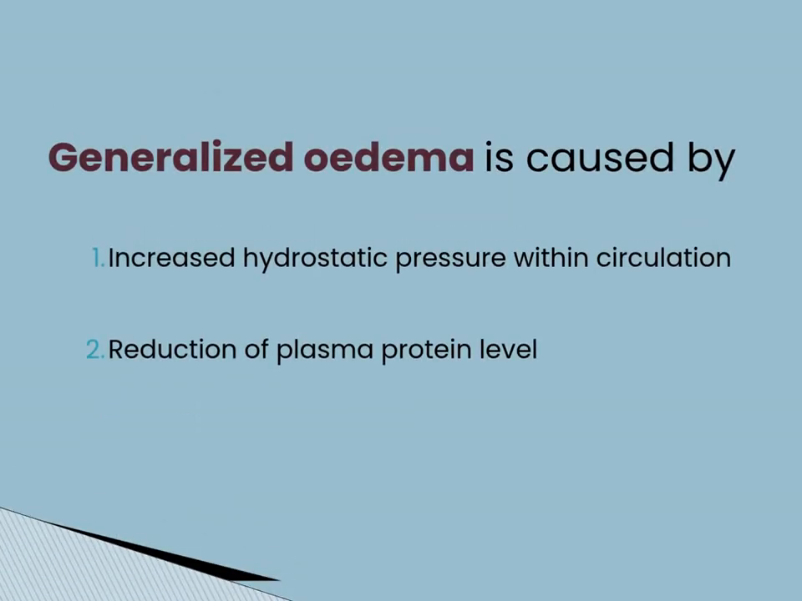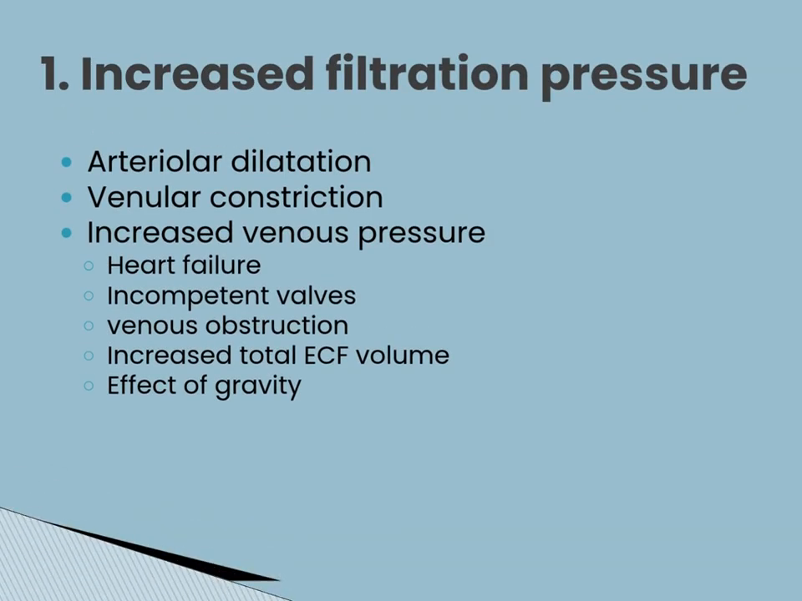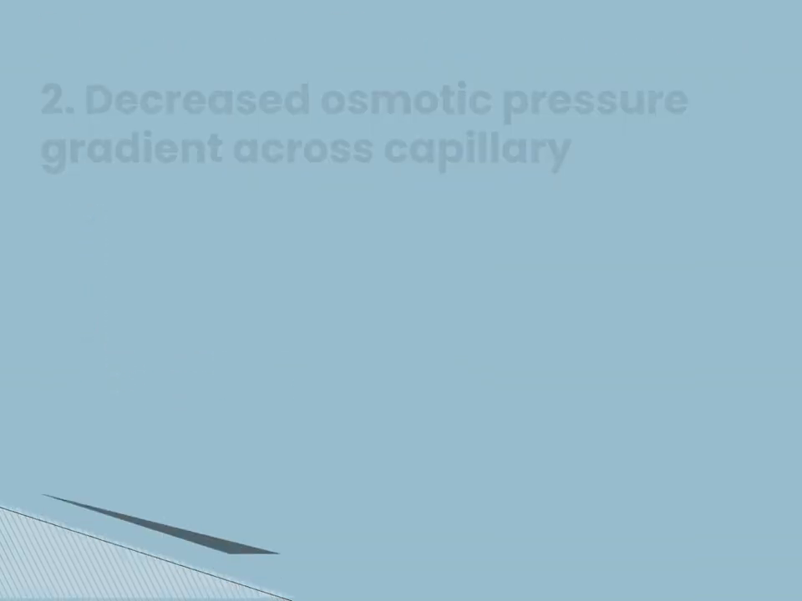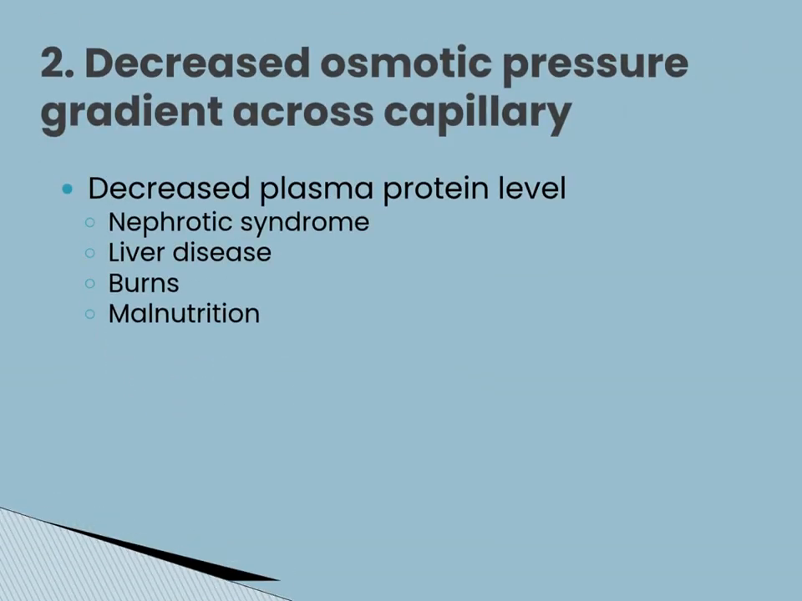Generalized edema is caused by 2 things. 1. Increased hydrostatic pressure within circulation. 2. Reduction of plasma protein level. Increased filtration pressure is seen in arteriolar dilatation, venular constriction and increased venous pressure. Decreased osmotic pressure gradient across capillary is seen with decreased plasma protein levels as in nephrotic syndrome, liver disease, burns, malnutrition.